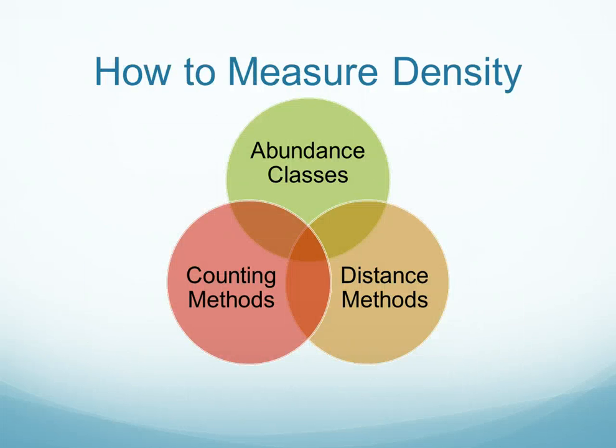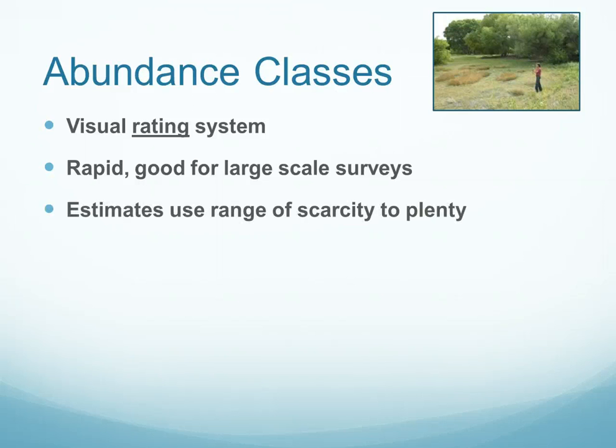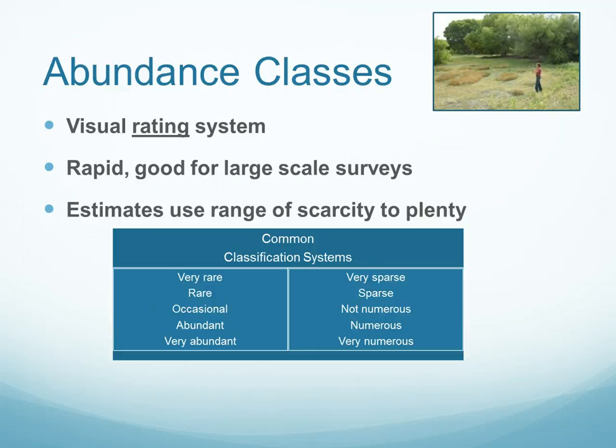So how do we measure density? Well, there are three main approaches to measuring density: abundance classes, counting methods, and distance methods. The abundance class method is a visual rating system, and this is very good for large-scale surveys because it's rapid. It can be done relatively quickly. With the abundance class approach, we use estimates that are in a range of scarcity to plenty.